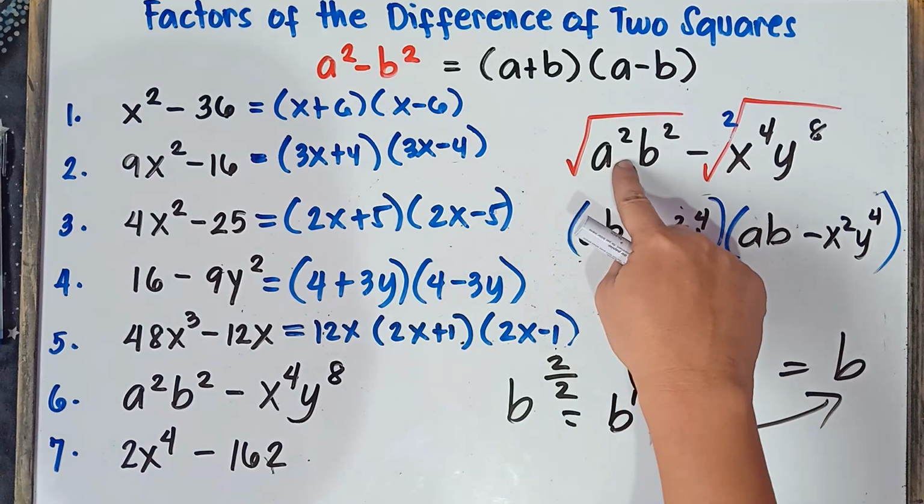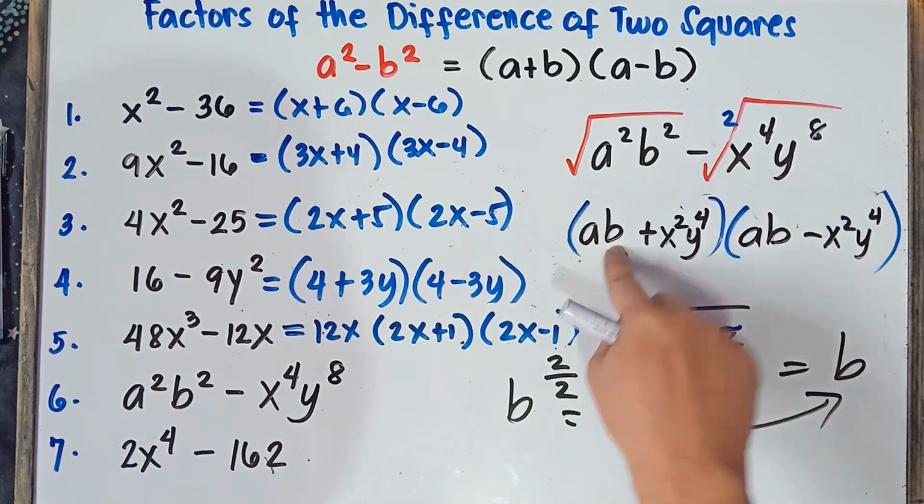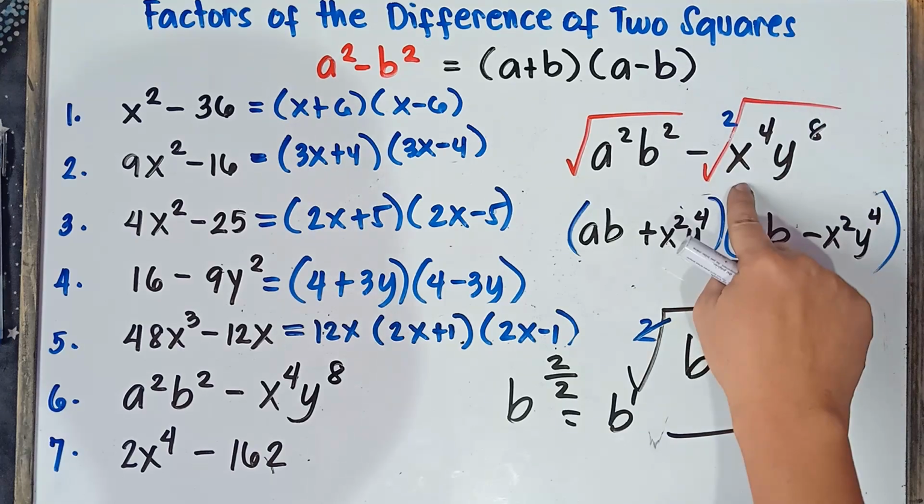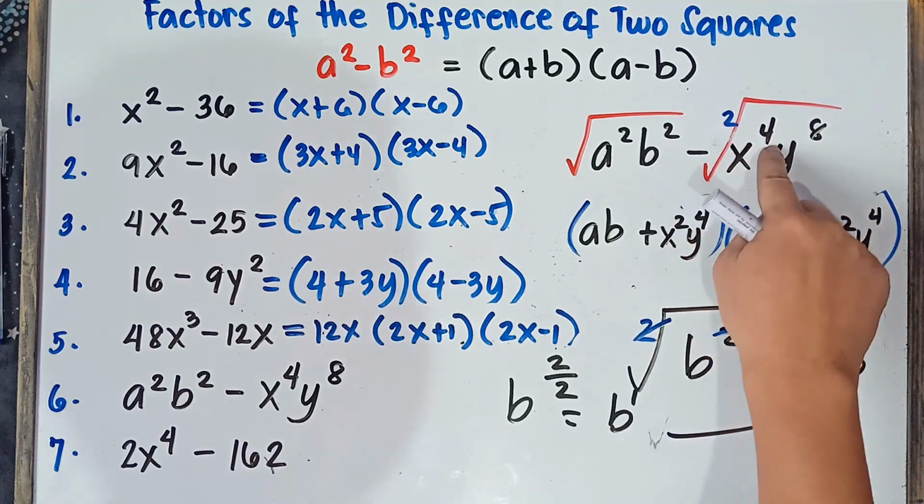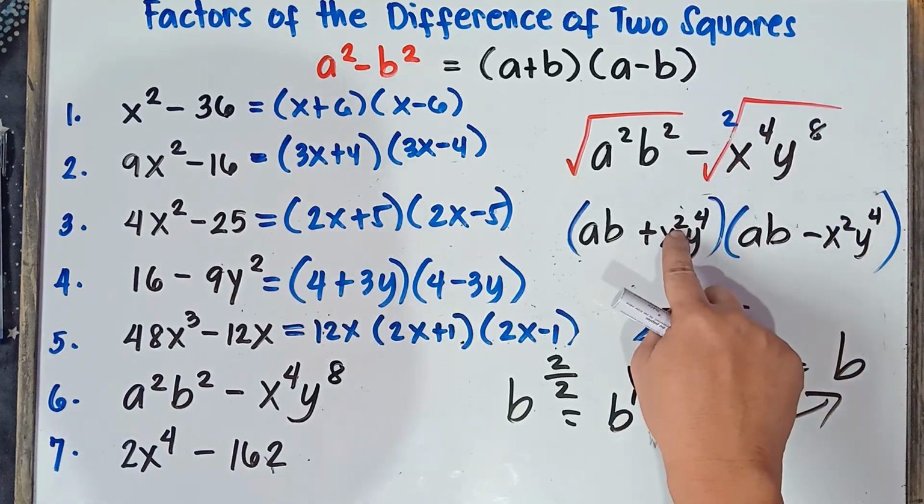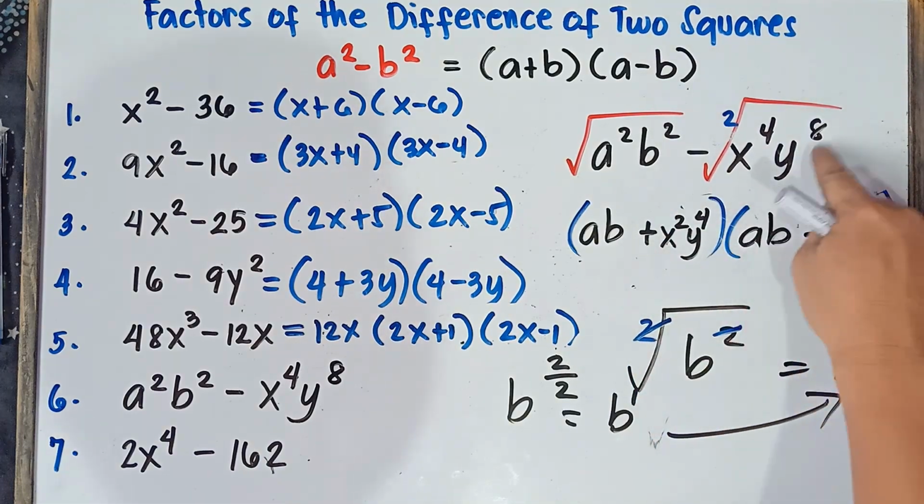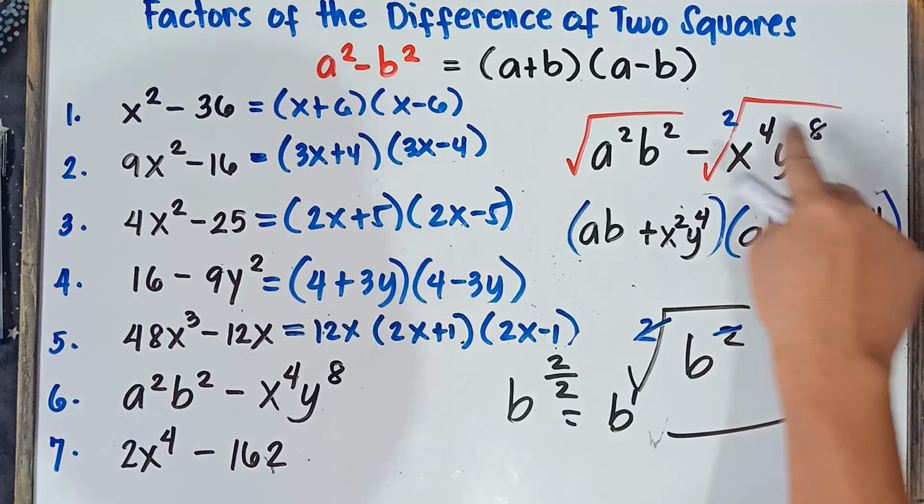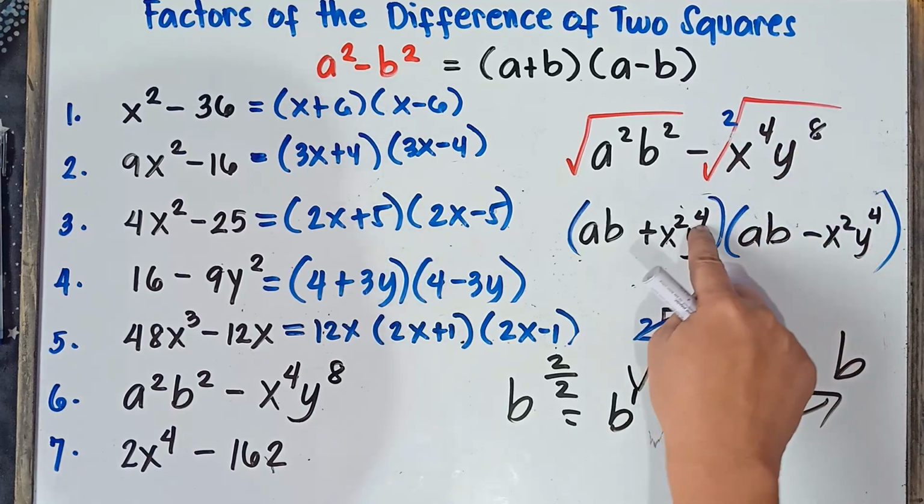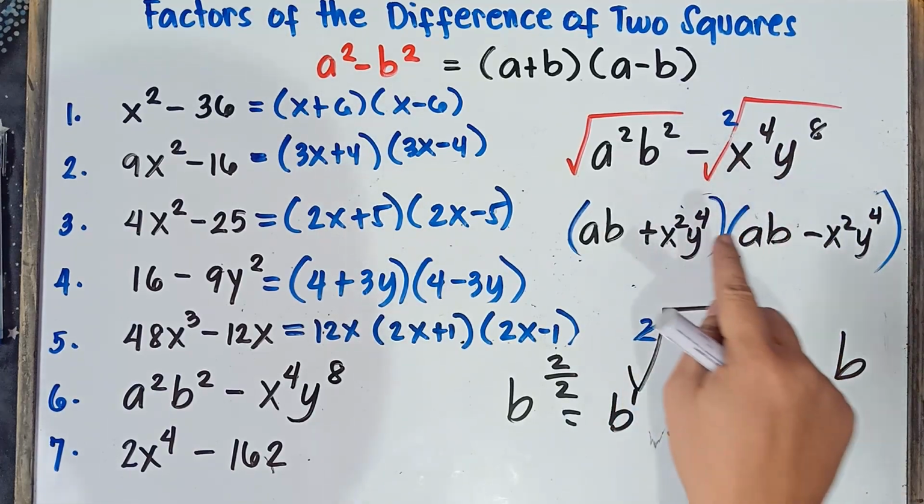The square root of a squared would be a. The square root of b squared would be b. The square root of x raised to the power of 4, simply divide this one: 4 divided by 2 is 2. The square root of y raised to the power of 8, simply divide this one: 8 divided by 2 would be 4. That's why we have x squared, y raised to the power of 4.